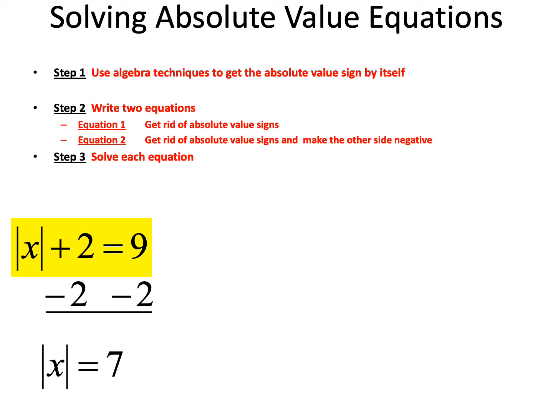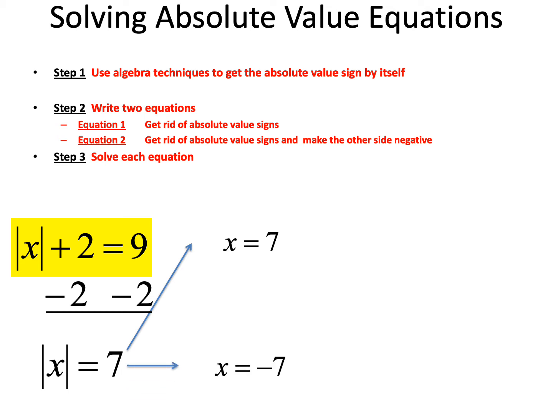When that's done, we're going to write two equations. The first equation, we just basically erase the absolute value symbols. See what I did there? The second equation, I'm going to erase the absolute value symbols, and whatever's on the other side, I'm going to write the opposite. What's the opposite of 7? The opposite of 7 is negative 7.